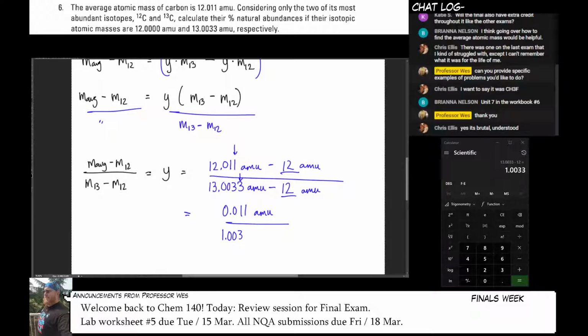1.00. So those cancel out. And then now I can just do this. 0.00. Oh, I did it again. Hold on. 0.00, or sorry, 0.011 over 1.0033. And so I get 2 sig figs here, so 0.011.